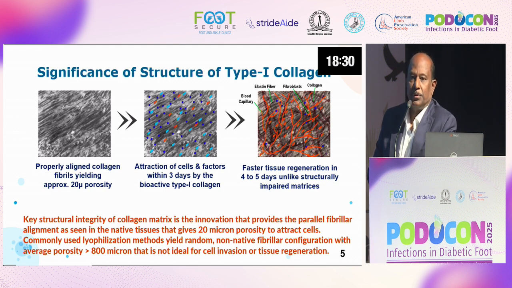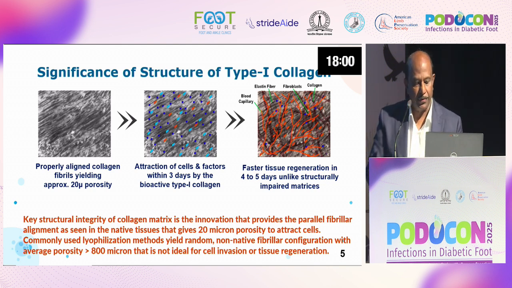Otherwise, if you make the collagen into a sponge with, on average, 200 to 400 microns, that is not an ideal space for the cells to migrate easily, dwell, and make that space comfortable for cell development. So that's why the structure of the collagen should be very significant.